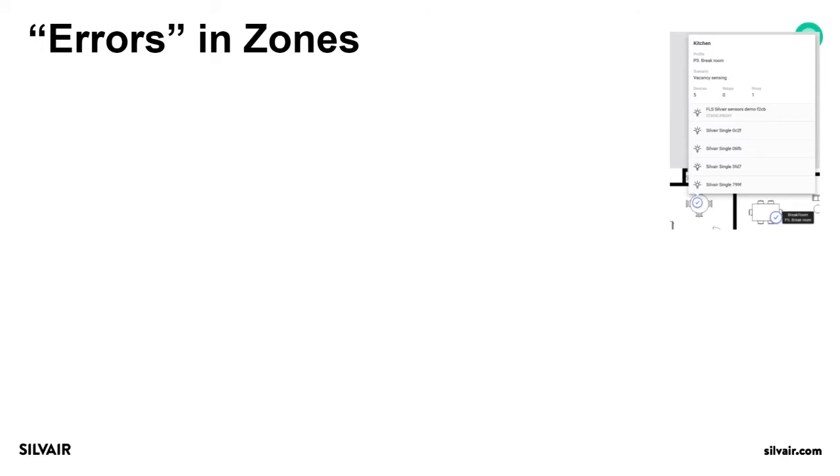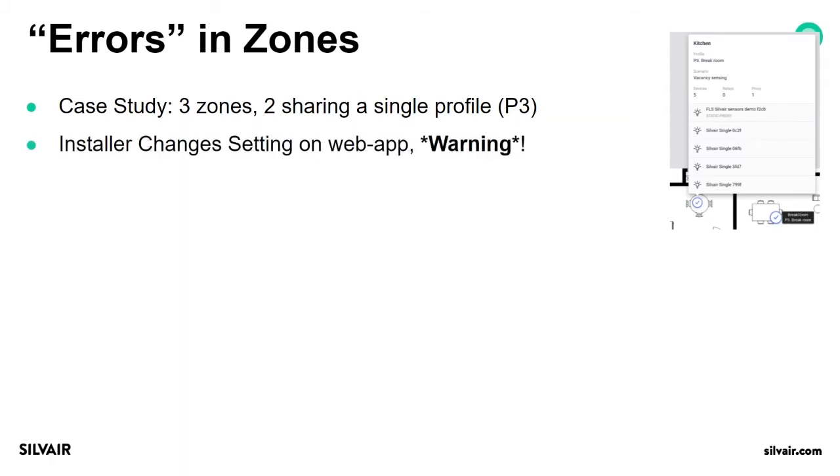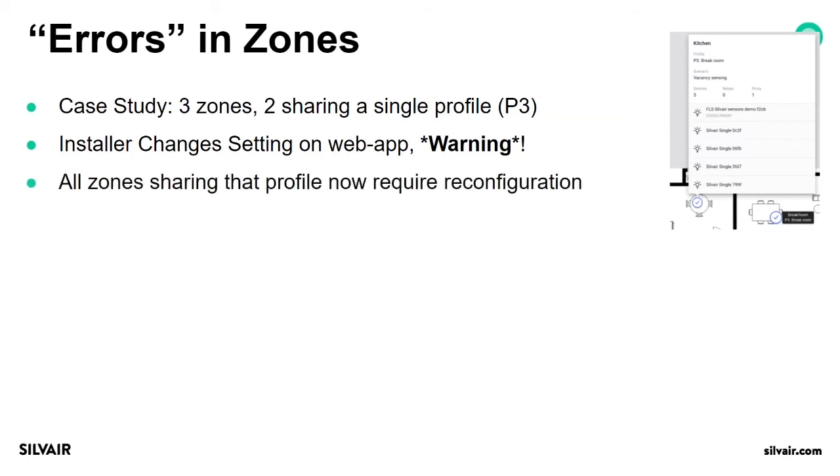Okay, now let's touch upon errors in zones. This is a very common issue. In this case study, we have 3 zones. 2 of the zones are sharing the same profile. The installer changes settings on the web app. All zones sharing that profile now require reconfiguration.